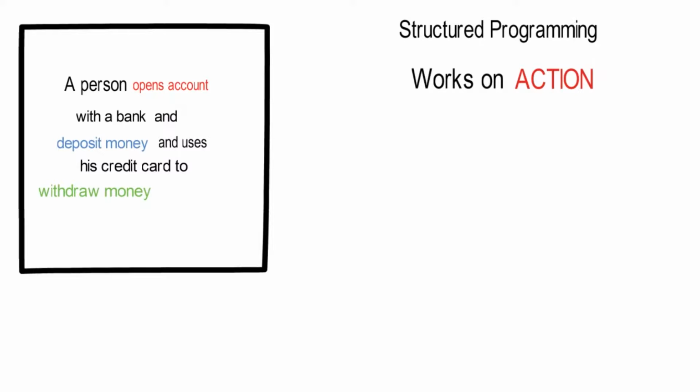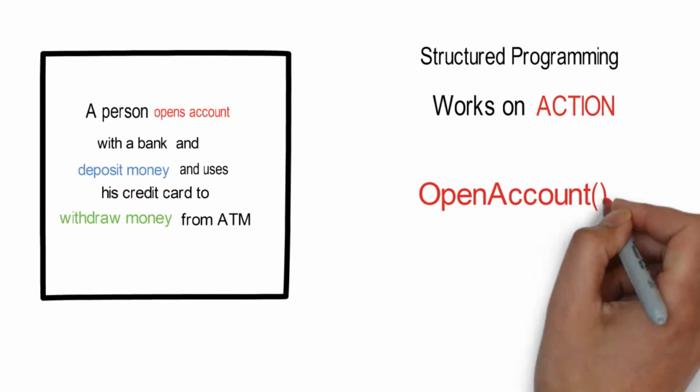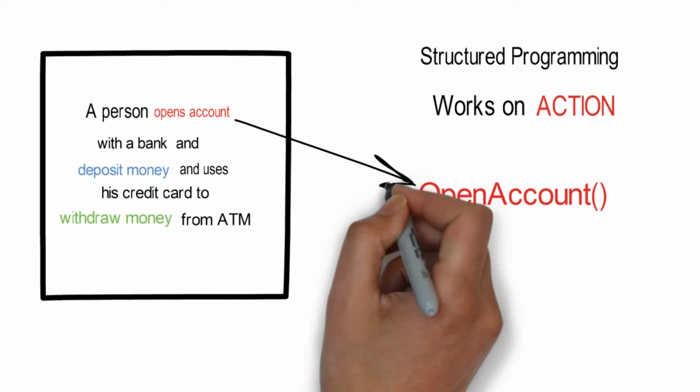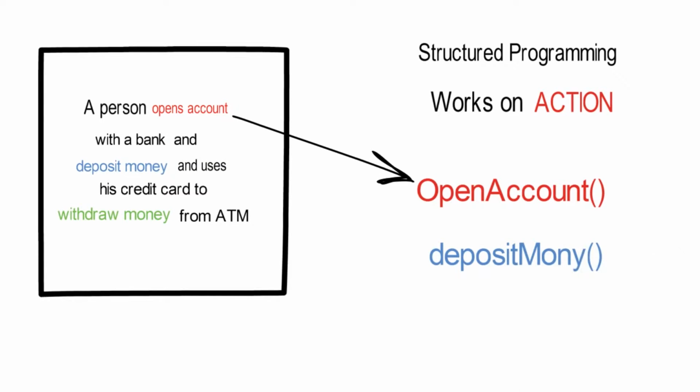Let me tell the example again. A person opens an account with a bank, deposits money, and uses his credit card to withdraw money from an ATM. Can you guess what actions can be seen here? Actually, there are 3 actions: open account, deposit money, and withdraw money.